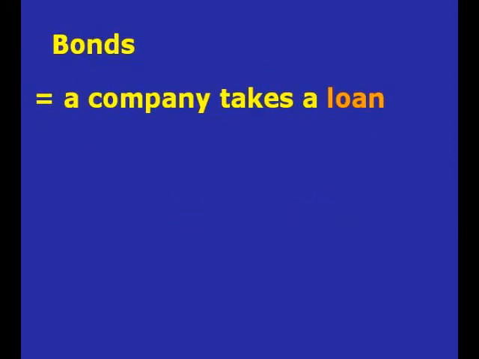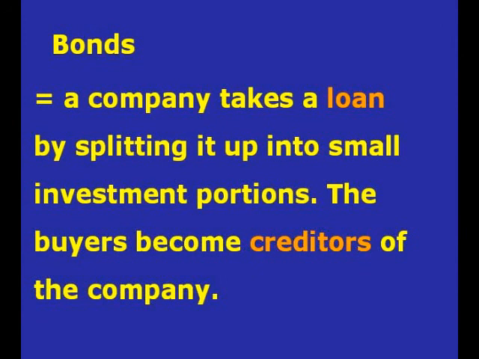The second classic category of security is a bond. And a bond originates whenever a company or government takes a loan by securitizing it. We're all familiar with bank loans, and companies regularly take out bank loans. However, if the loan amount that the company needs is very high, then it might make more sense to split up this loan into small investment portions and sell it as a bond or as numerous bonds. The investors who buy these bonds become creditors of the company.